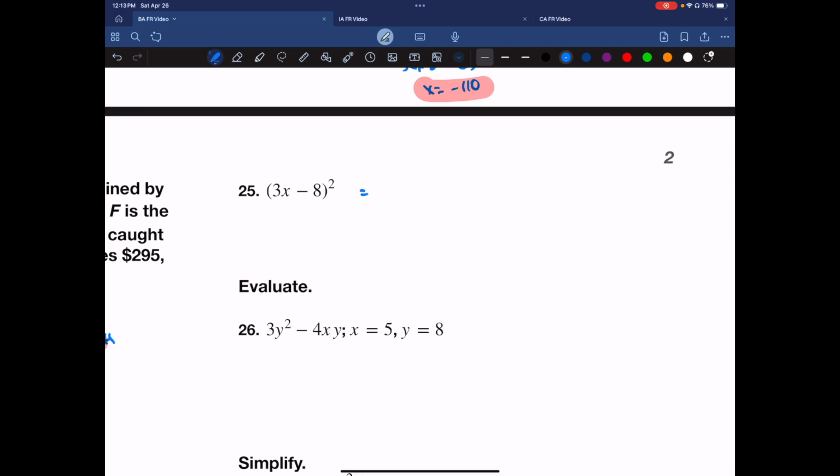25. When you see something like this, make sure to write it out the way it's supposed to be. 3x minus 8 times 3x minus 8. That's what that exponent is telling you, is that it's written twice. I encourage you to do this because if you just try to do it straight up, you're going to forget that middle term. This is what often happens. When you multiply it out like this, it's much simpler. 3x times 3x is 9x squared.